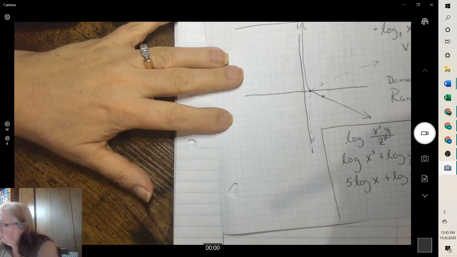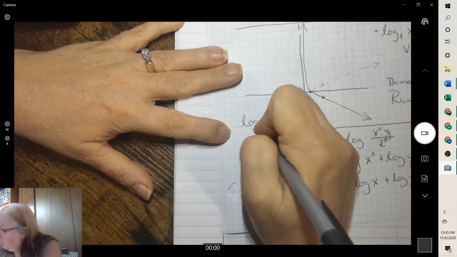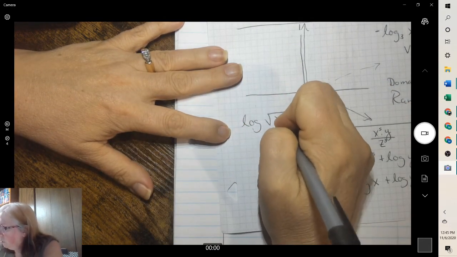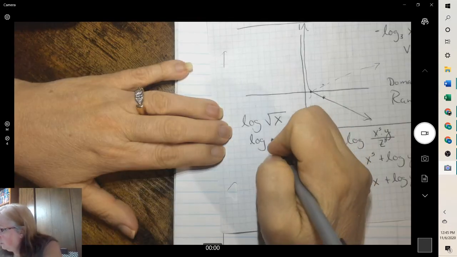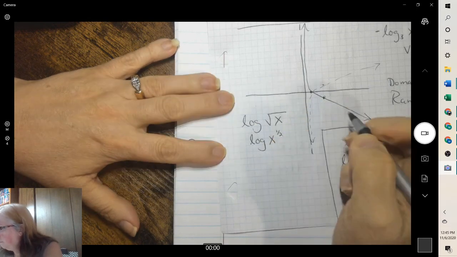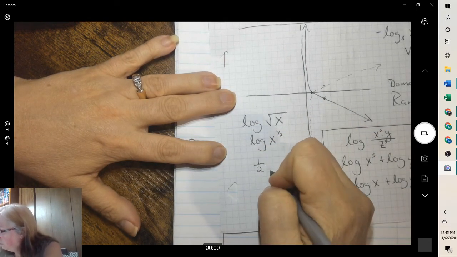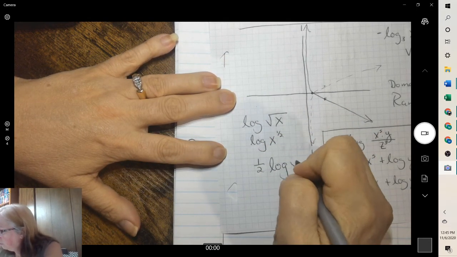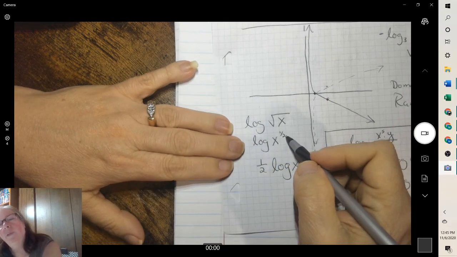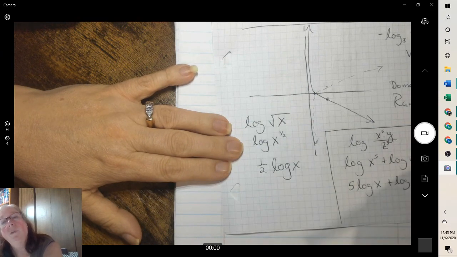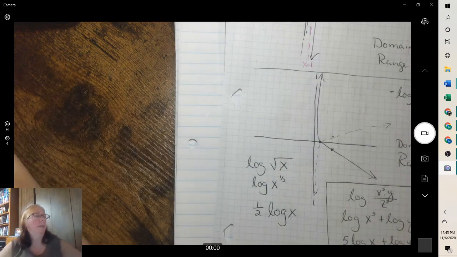Now the other one, and I know it'll be on the test, is a square root. When you have a square root, it can be written to the 1/2, and then you can bring it out front. So any radicals have to be rewritten first, and then you just use your same rules. That's everything.